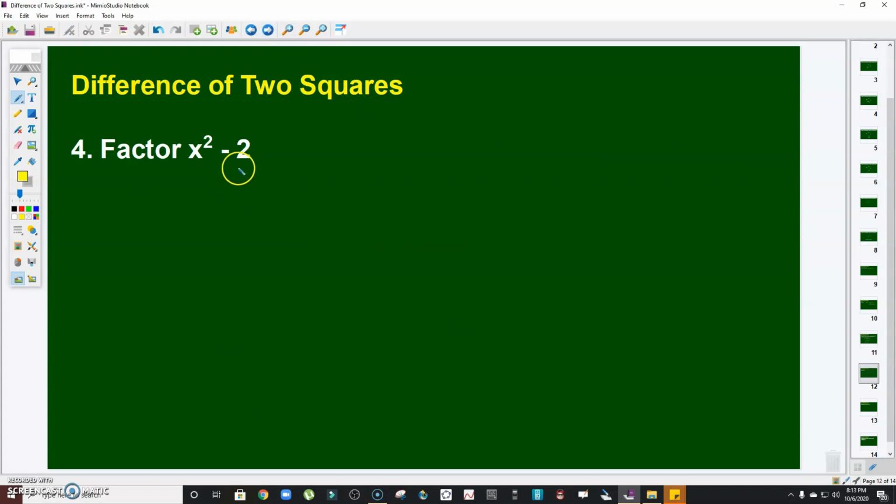Factor x squared minus 2. Okay, x squared is a perfect square, but how about 2? Actually, you can still factor this one. So how are we going to do that? Again, the goal is to express this as the product of sum and difference of two terms.